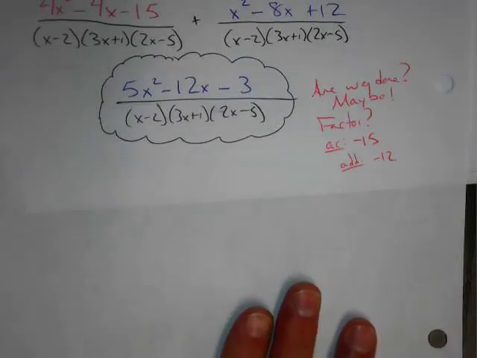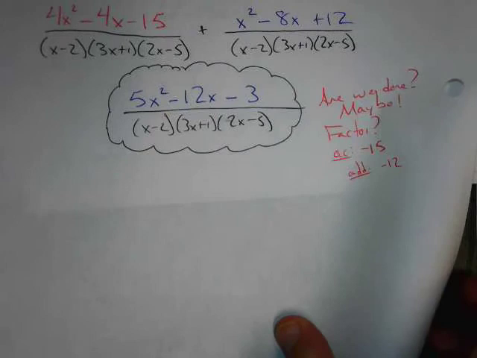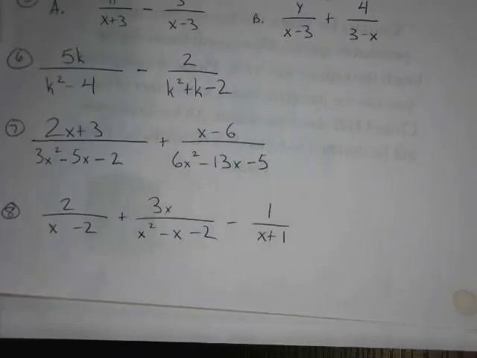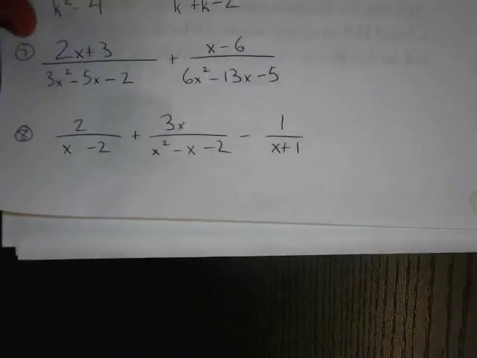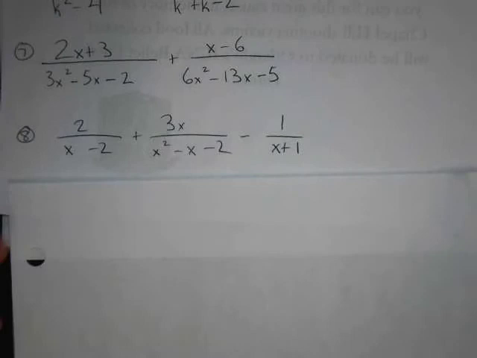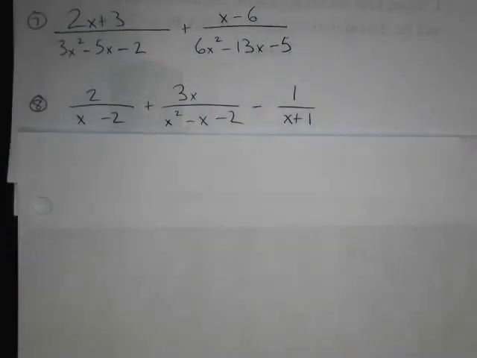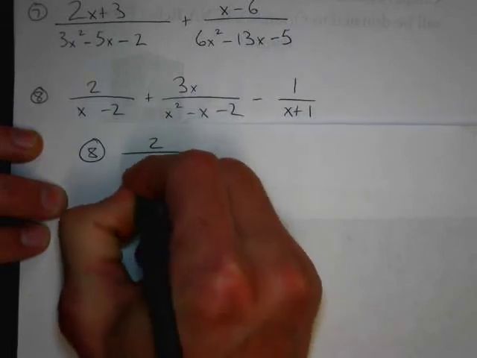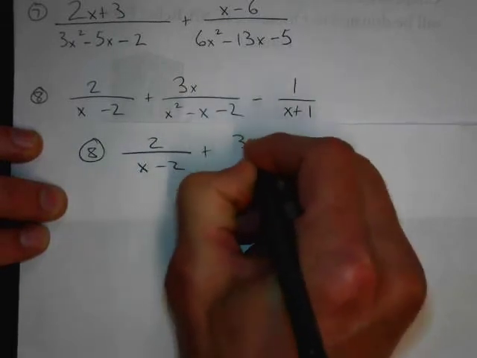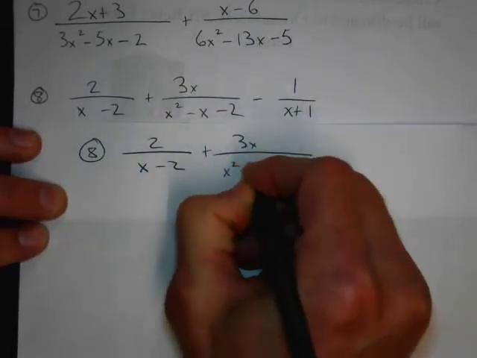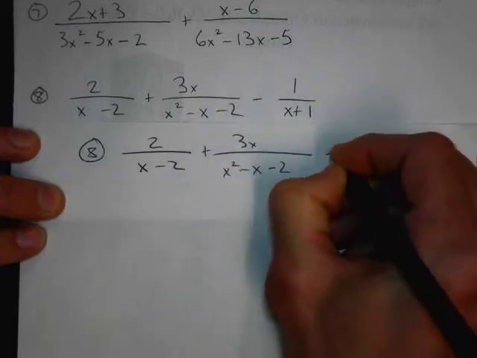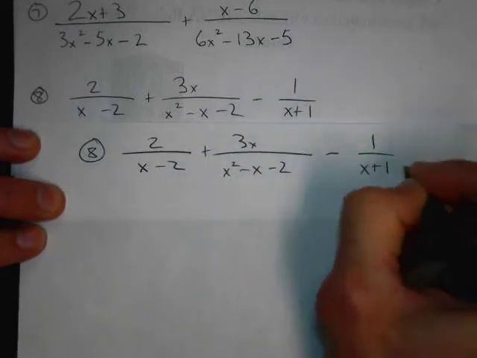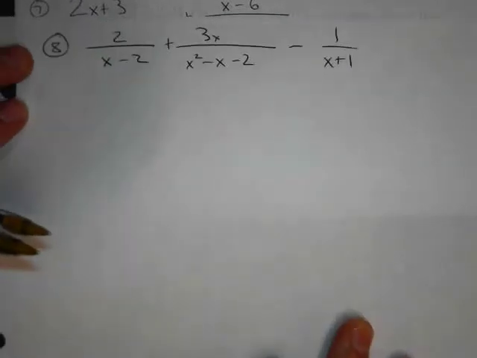Now, let's see if you can keep up. I'm going to do the last example pretty fast. So for number 8, this is going to be super duper fast. I'm running out of time, and I want to show you how it's done. We get 2 over x minus 2 plus 3x over x squared minus x minus 2 minus 1 over x plus 1. Okay, so I'm going to go pretty fast.